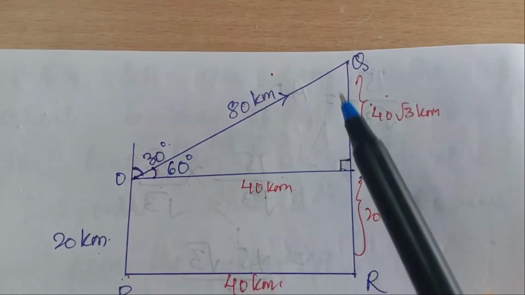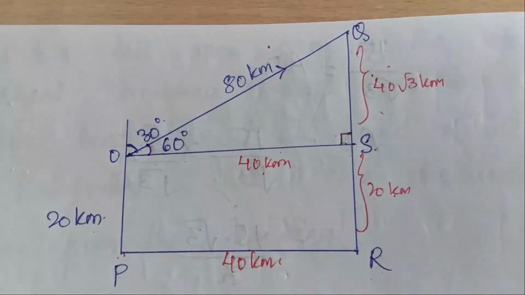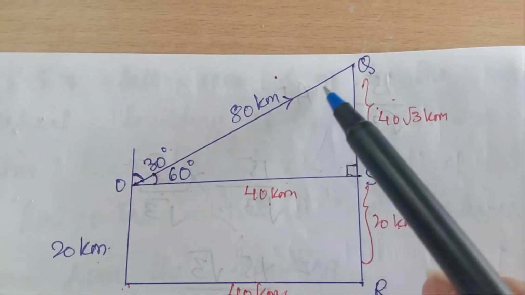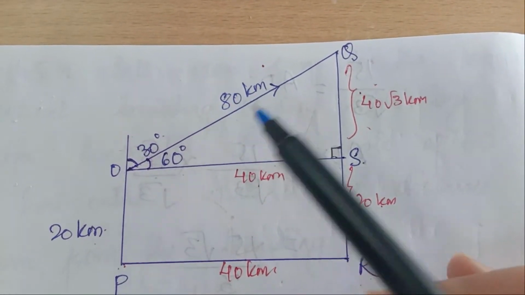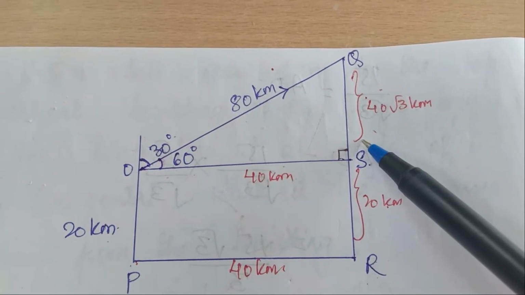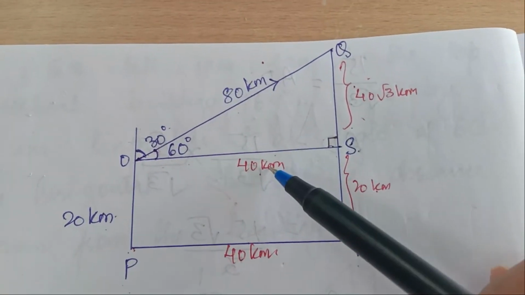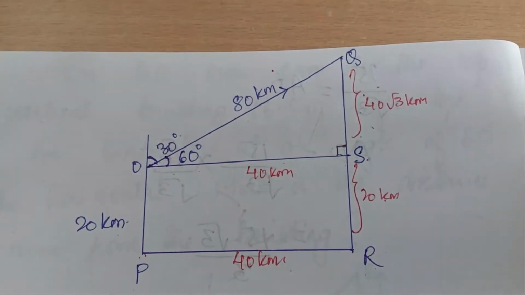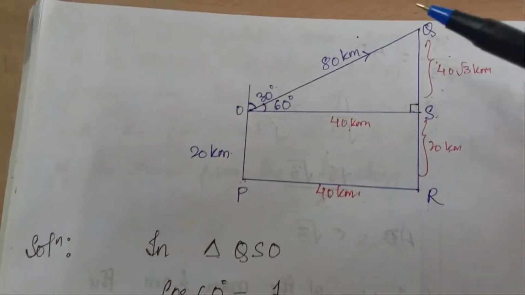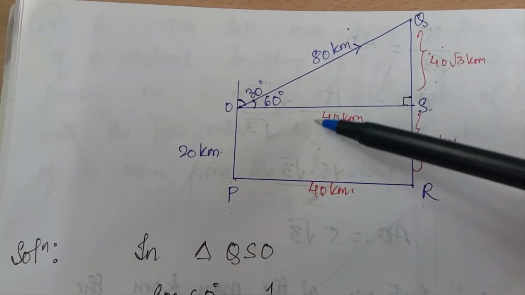Now this is a right angled triangle. This is 20 kilometer. Now the hypotenuse is given as 80 kilometer. Now by using the hypotenuse we can find the perpendicular by using sine theta. After finding the perpendicular we can again find the base. So one by one we will find the perpendicular and base. So we have to consider triangle QSO. So let's find the base first.